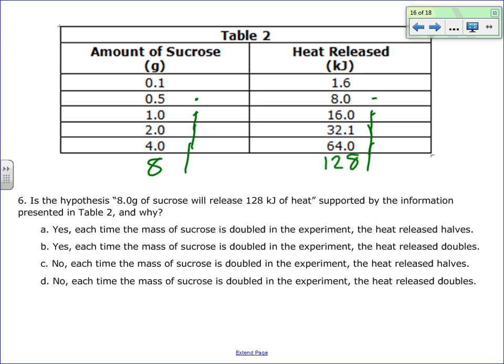So we know that it's yes, or we know that it's no? It's yes. We know that it's yes. Double it, the heat release doubles. Nice. The fact that the heat released halves, that is not true. B is true.